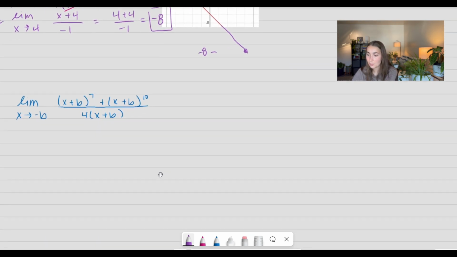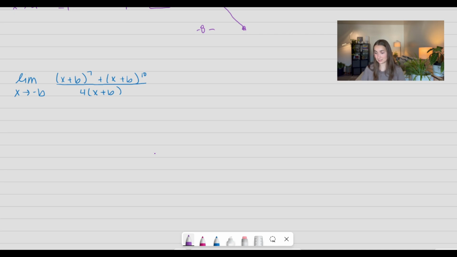Next, we have more of an abstract limit. We have the limit as x approaches negative b of this whole function over here. This one's a little different. We're going to factor it a little differently, but let's go ahead and look at the denominator and see what our issue is.